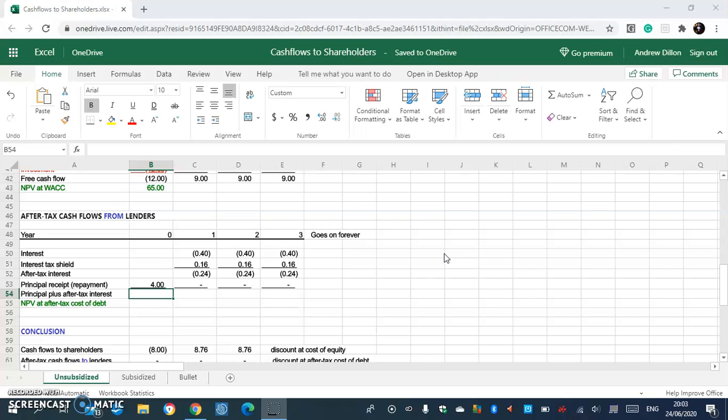We're just finishing up the after tax interest for the unsubsidized spreadsheet. We have three sum tables to finish off before I move on. Start off with the subsidized spreadsheet. We have to do principal plus after tax interest, net present value, after tax cost of debt, and then I have to do the conclusion of free cash flow. Okay, so this is how to find the principal plus after tax interest.